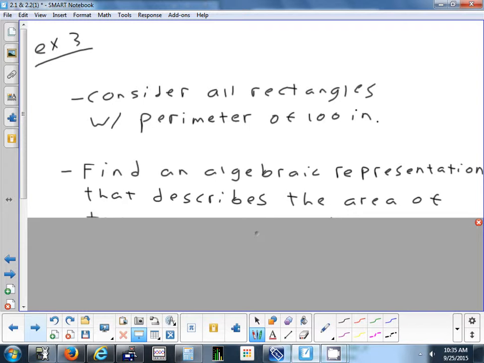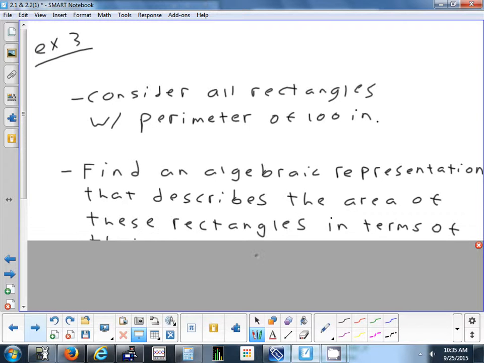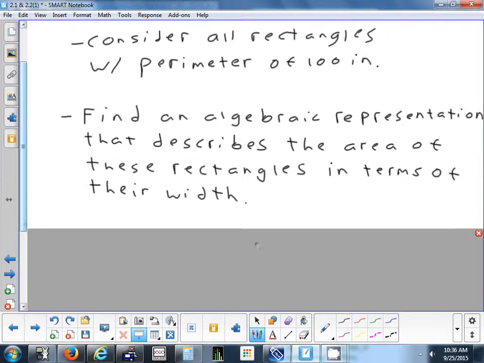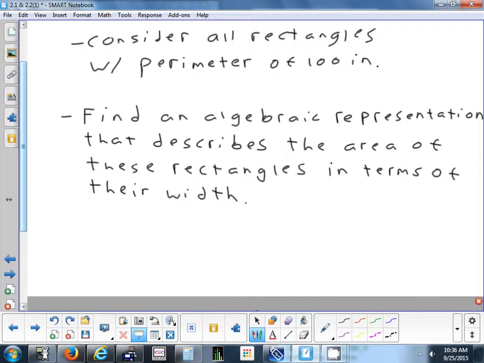All right, the last one we'll take a look at has to do with a problem I think we looked at in the homework one night, but take a look at it again. We're going to think about rectangles with a perimeter of 100, and I want to find an algebraic representation, or an equation, that describes the area of these rectangles in terms of their width. First thing I would do, let's just draw a rectangle. And the perimeter is equal to 100.